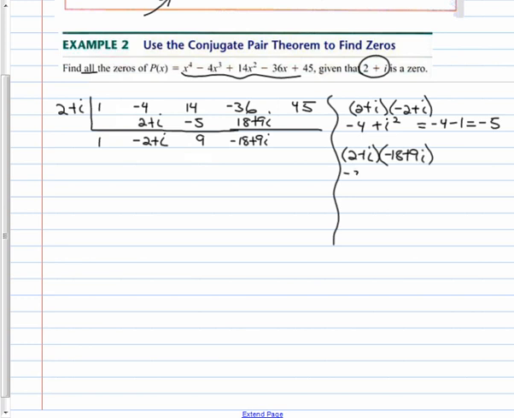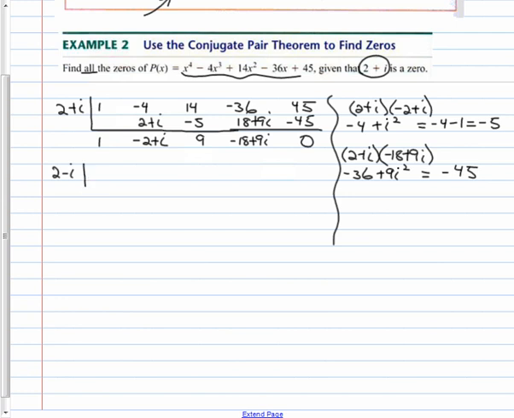First terms would be -36. Outside are 18i. Inside -18i. They cancel out. The last term's plus 9i squared. What's i squared again? Negative 1. So I really have negative 36 minus 9, which is what? Negative 45. Hey, look at that. I certainly did get a 0 when I multiplied those together. Now, since 2 plus i is a zero, I just learned that 2 minus i has to be a zero.